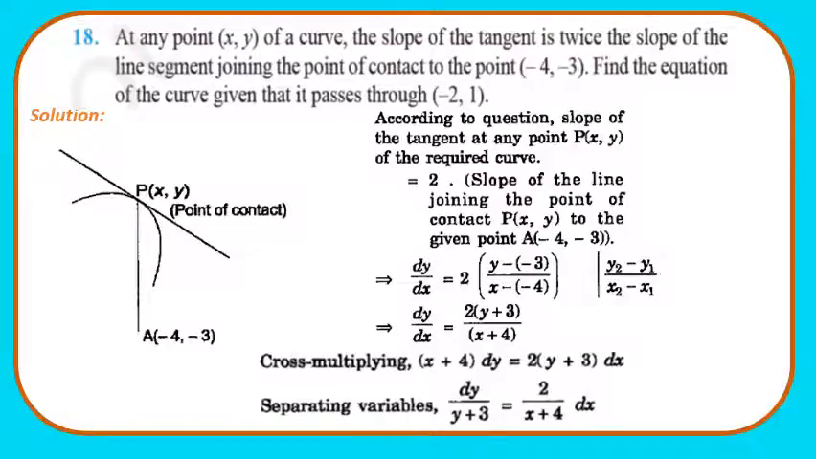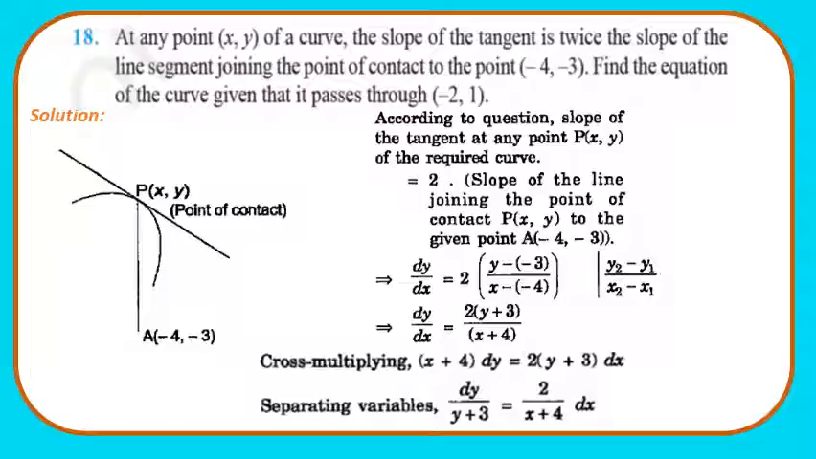Moving to question 18. At any point (x, y) of a curve, the slope of the tangent is twice the slope of the line segment joining the point of contact to the point (-4, -3). Find the equation of the curve given that it passes through (-2, 1). So we have to find the equation of the curve. It is given that at the point P(x, y) there is a tangent passing through (x, y).